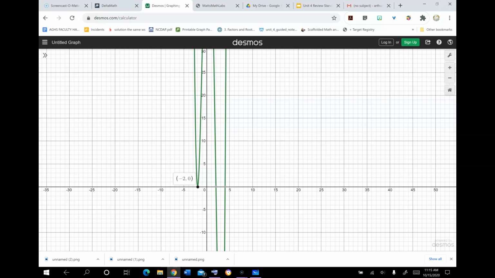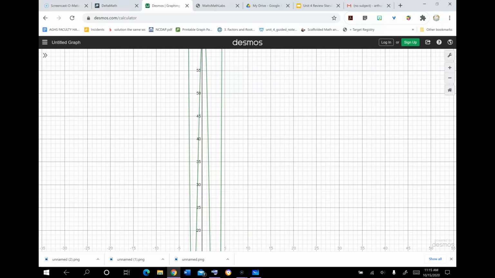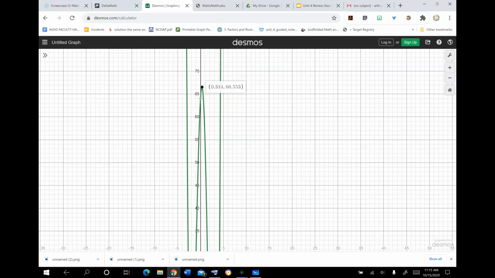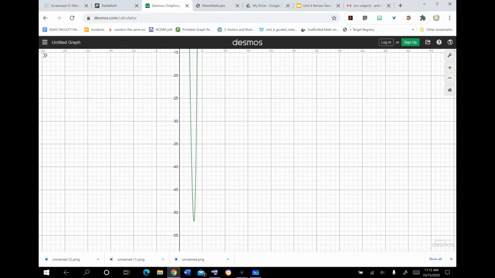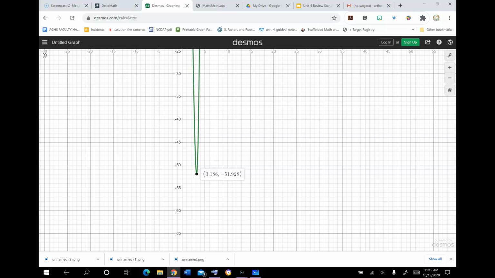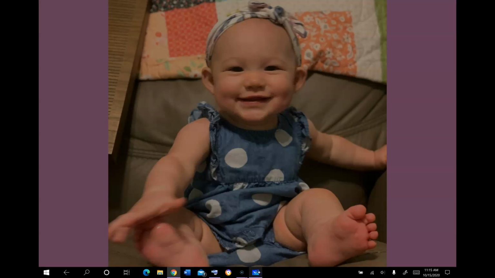Then I increase, but it looks like I'm going to decrease right here on this line. So I start decreasing at that decimal point, the 0.314, and I decrease all the way to that min down here. So I'm going to decrease all the way down to right there at 3.186. Okay? So let's go and write this on our chart that we have.